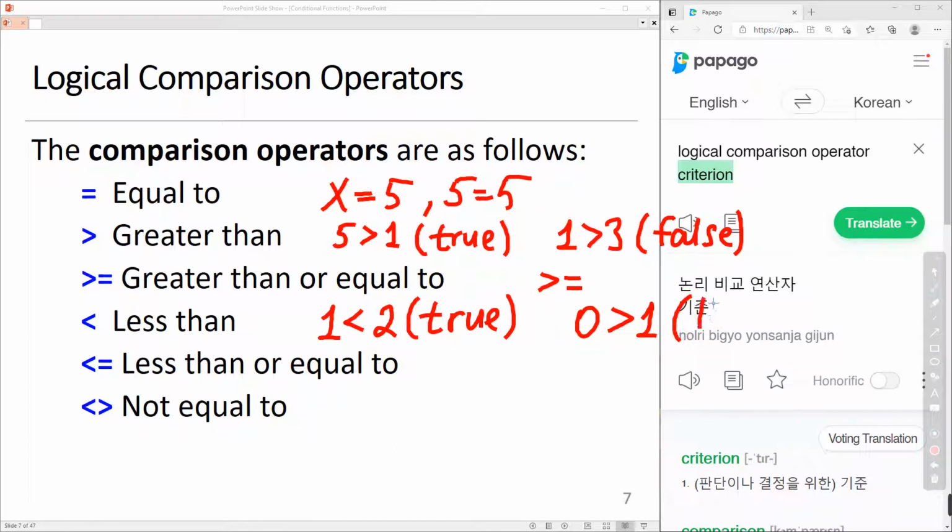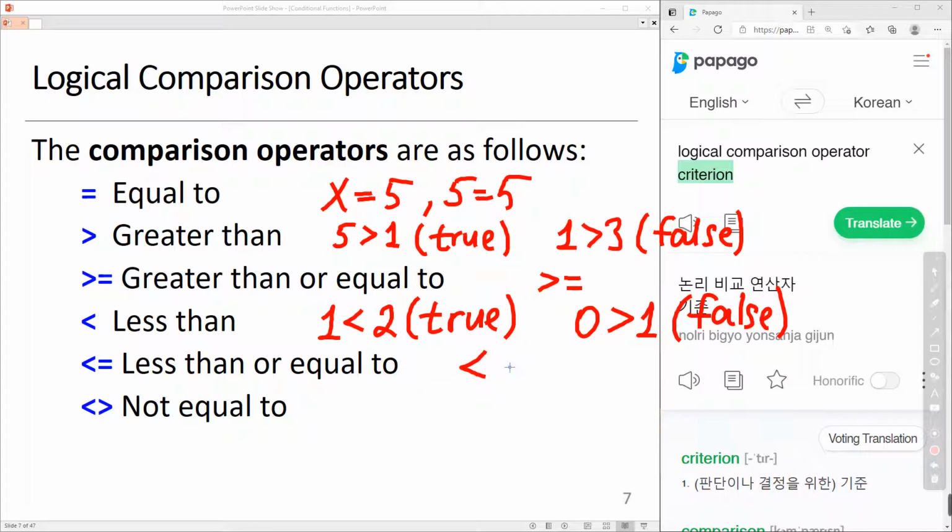You can say that this is false. False. I hope you understand the meaning of true and false. I think in the glossary you have already translated these terms. The next operator is less than or equal to.